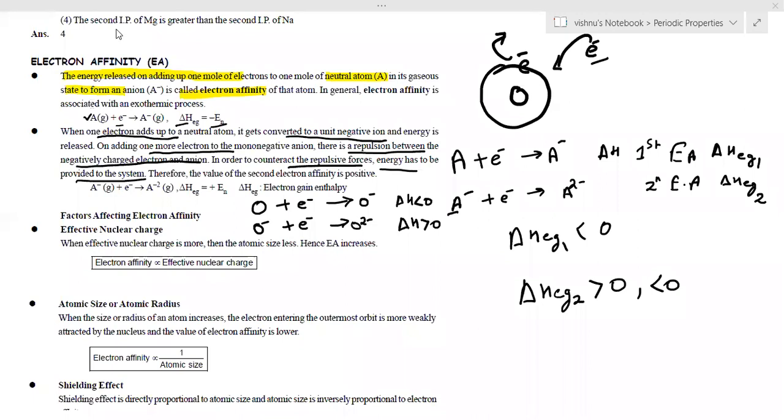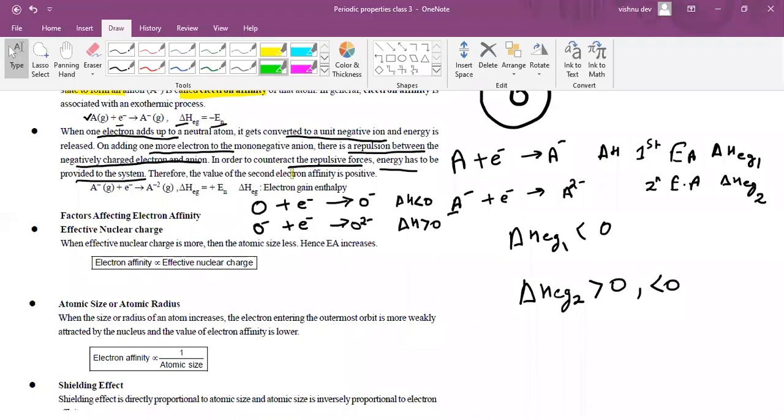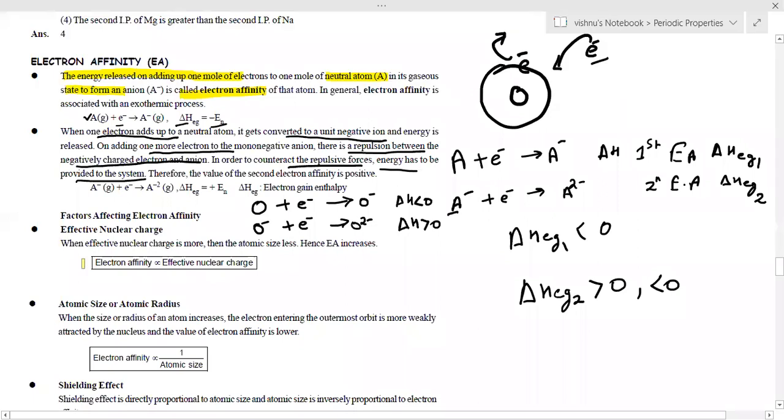So I can say that electron affinity is directly proportional to effective nuclear charge.